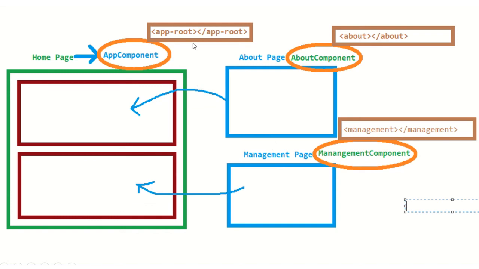So here, this is the main point. App root is shown in the index.html, and index.html is holding app component. App component is holding about component and management component. Okay, so in the about component we have a selector about, in the management we have a selector management, and this part about slash about, it is written here. Management slash manager, it is written here. So these components' content will be shown inside these tags.